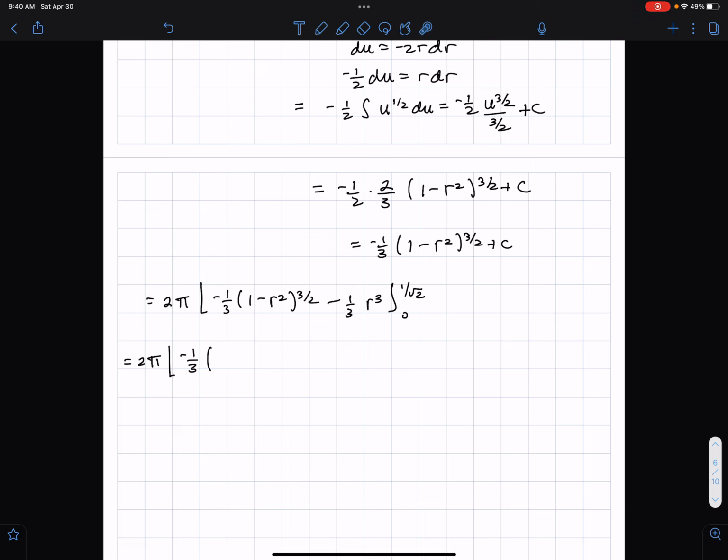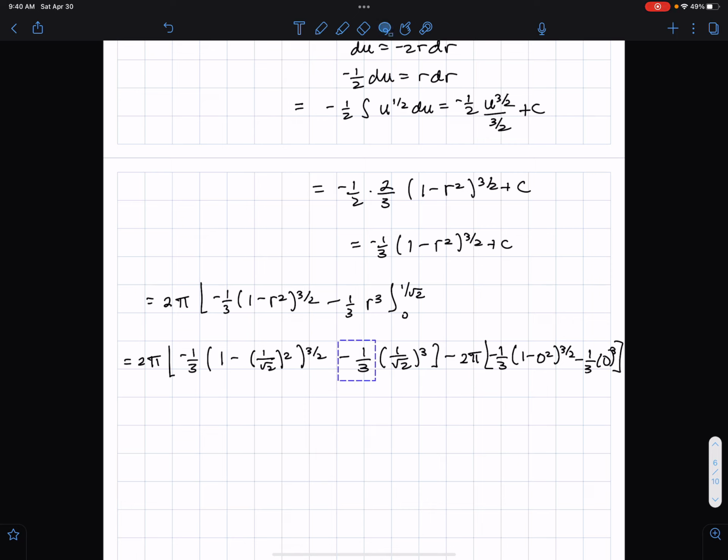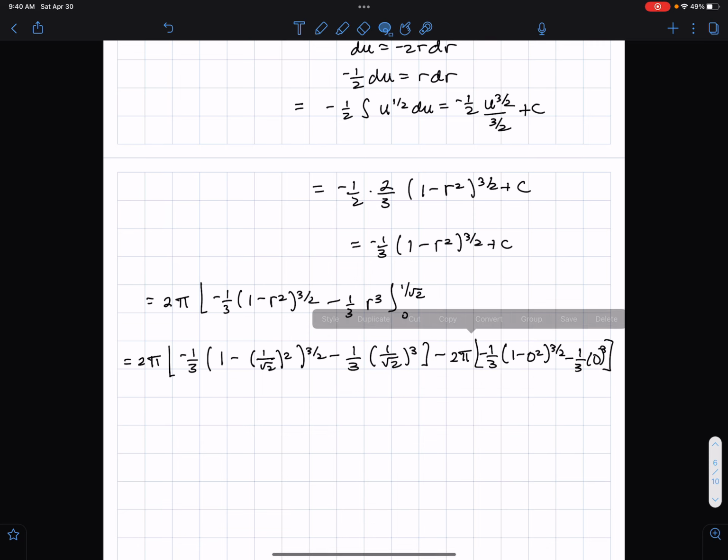All right, so I'm just going to put the top bound first in and then subtract the bottom bound. So I have 1 minus 1 over square root of 2 squared, all raised to the 3/2 power, minus 1/3, 1 over square root of 2 to the third power. And then I'll subtract 2 pi, negative 1/3, 1 minus 0 squared to the 3/2 power, minus 1/3, 0 to the third power. Yeah, it's looking decent, but then at the very end I ran out of space and I decided to be sort of messy.